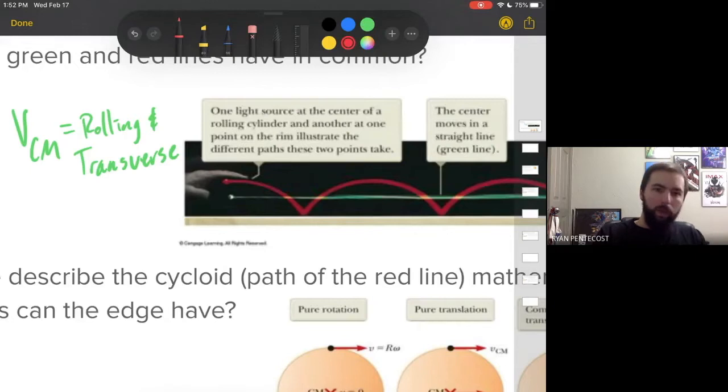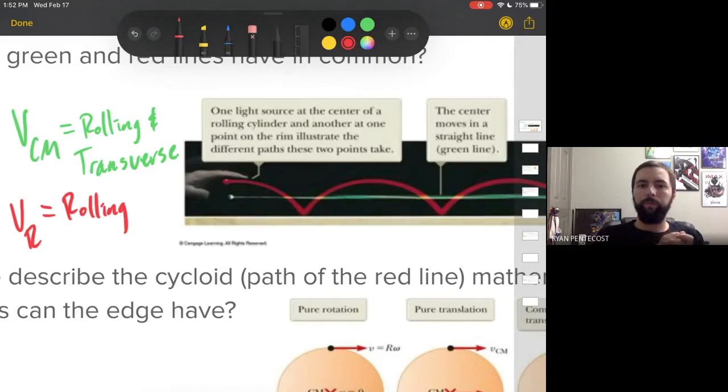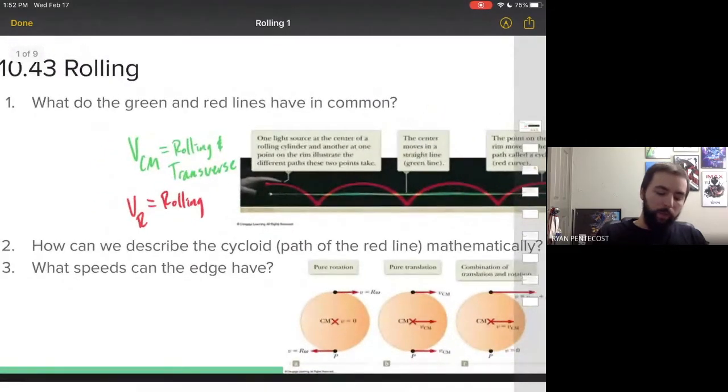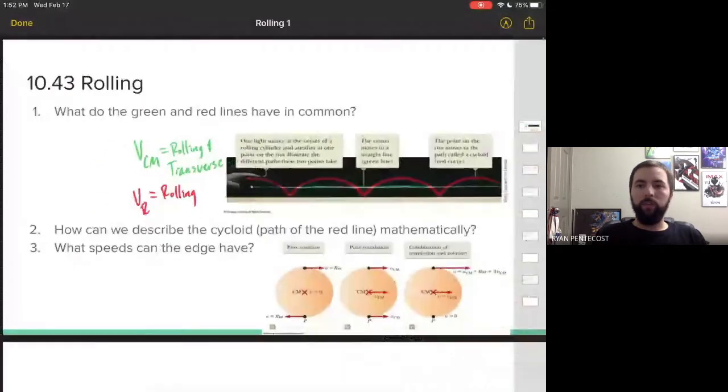That is the velocity on the edge. We'll call that VR. That is the velocity at the end of the radius, and that is only for rolling, right? That is not the same velocity if you were just translating, right? Then that top would just continue to move about. So red lines and green lines, they both show the velocity of the object. It's just the velocity at different points on the object.